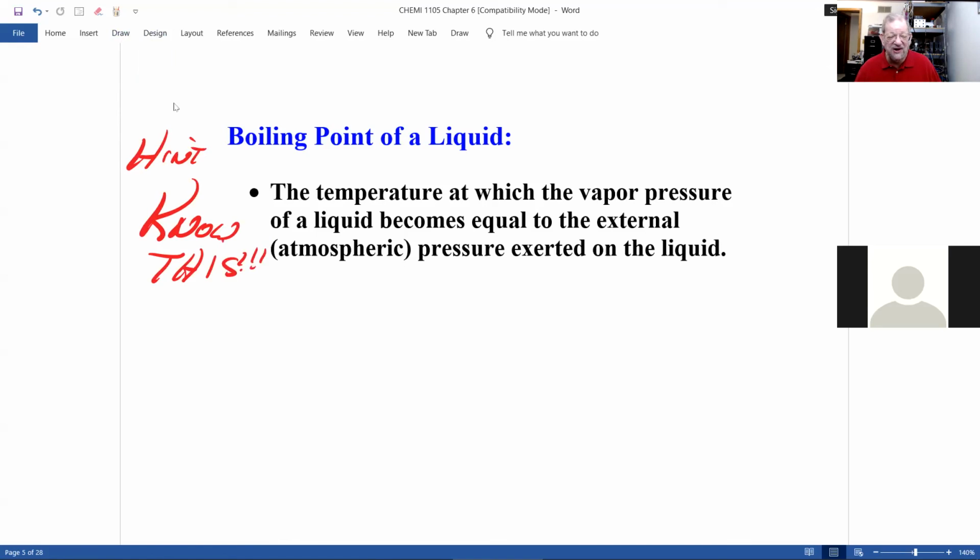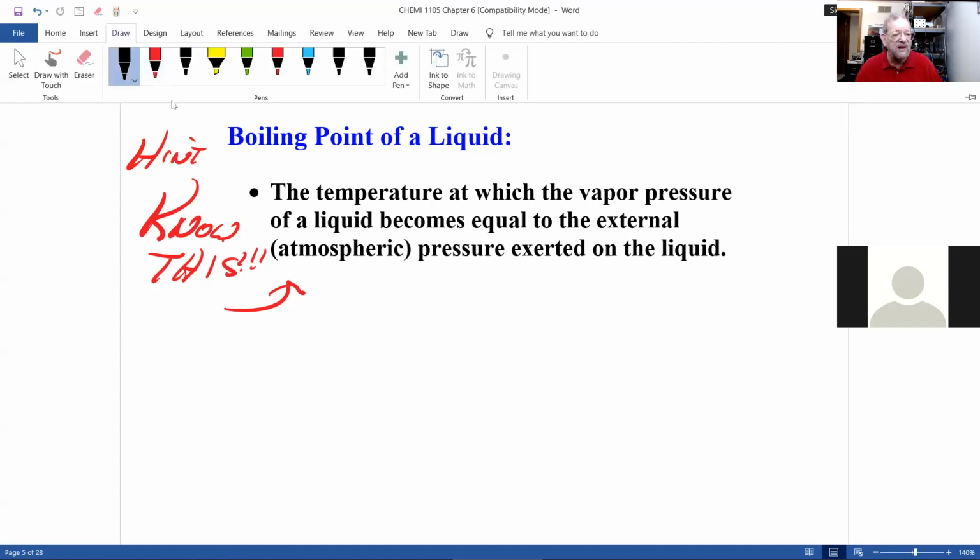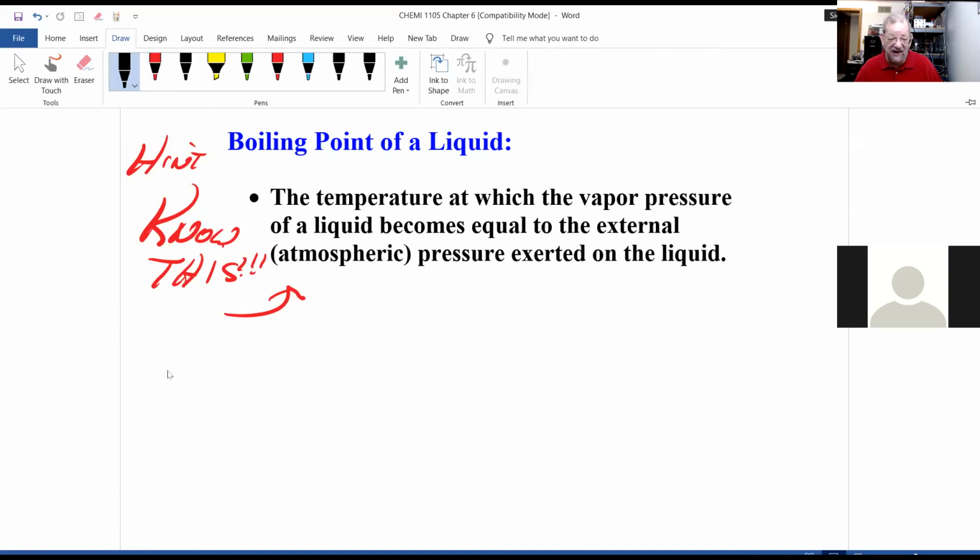Test number 3, you're going to have to memorize this. I'm never going to ask you what the boiling point of a liquid is, but you should know how to understand it. It's the temperature at which the vapor pressure of a liquid becomes equal to the external, meaning atmospheric, pressure exerted on the liquid. Warning, warning, Dr. White artwork, it's permitted to laugh your head off.